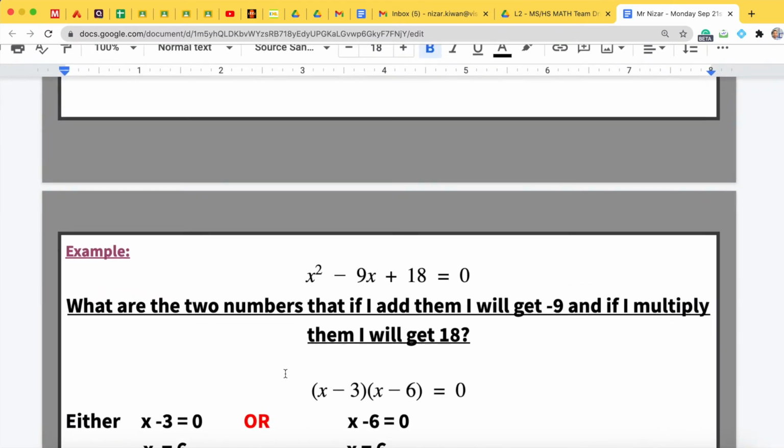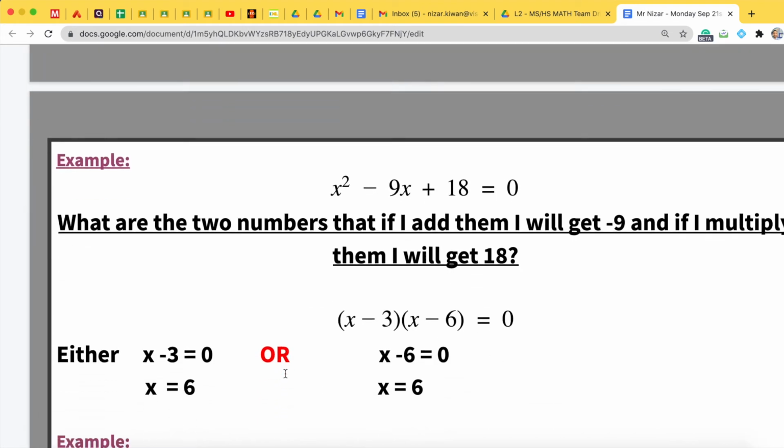Let's solve some other question or problem. x² - 9x + 18 = 0. So the question is to solve the quadratic equation. Now, since a is 1, that means this is case number 1.